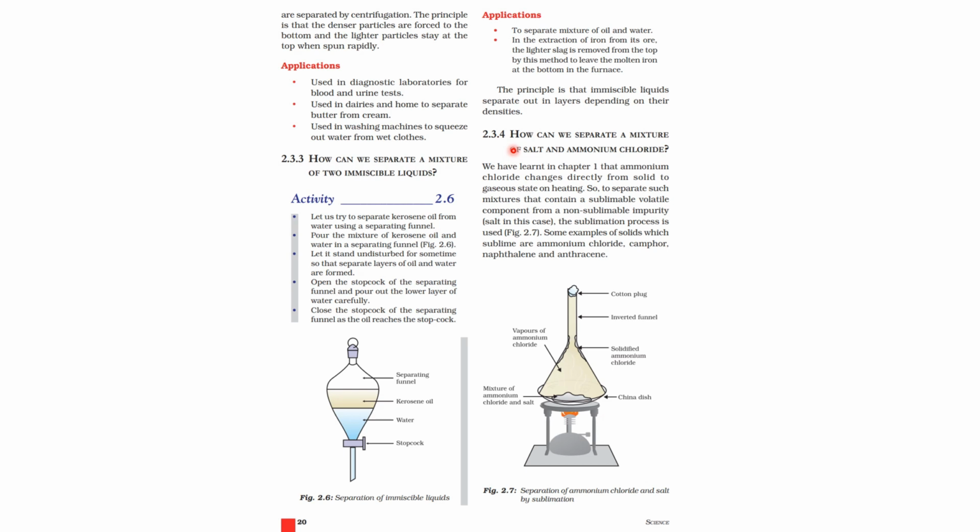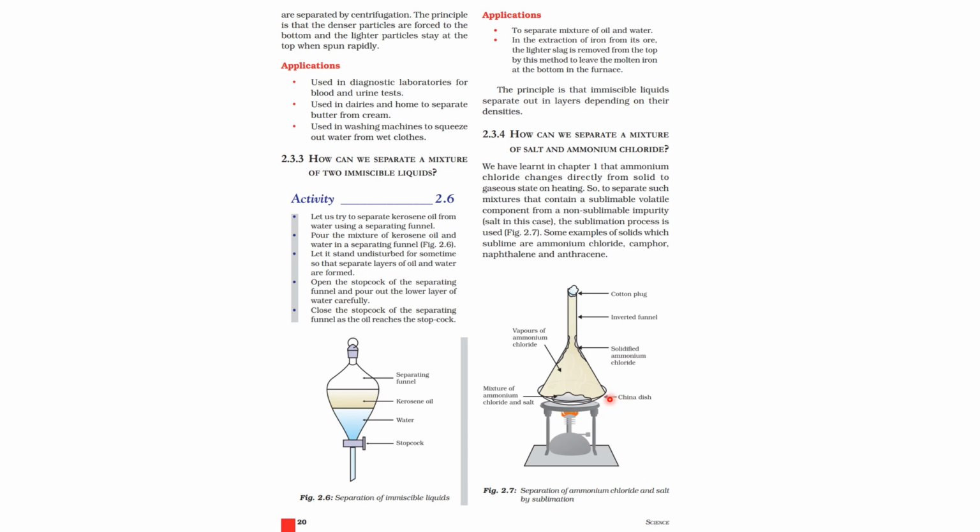Next is how we can separate a mixture of salt and ammonium chloride. So here the materials required are: china dish, tripod stand, mixture of salt and ammonium chloride, glass funnel, cotton, and burner.